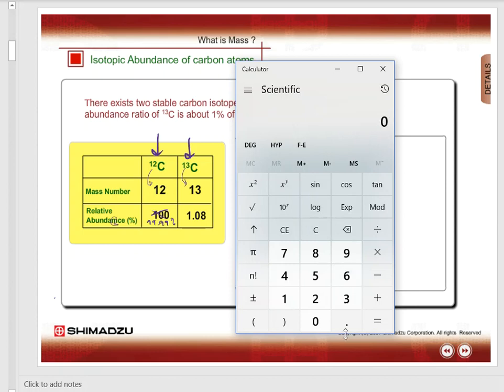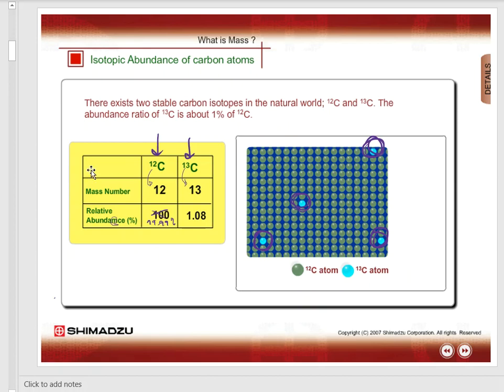All right, so let me expand this out even more. 12, see if we can get something closer, times 0.999999 plus 13 times 0.00108. Look at that. 12.01. That's the number that shows up on your periodic table. So again, that weight is dependent on the abundances of all of the isotopes that these atoms can come to you in that particular form.